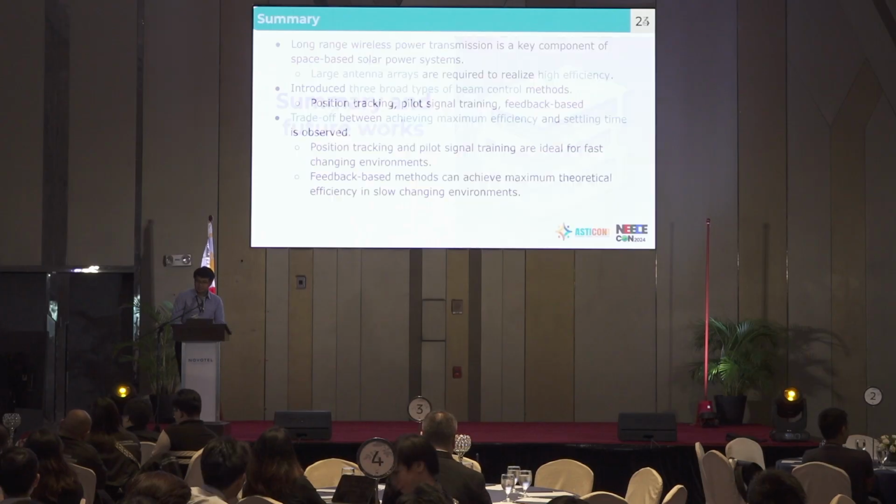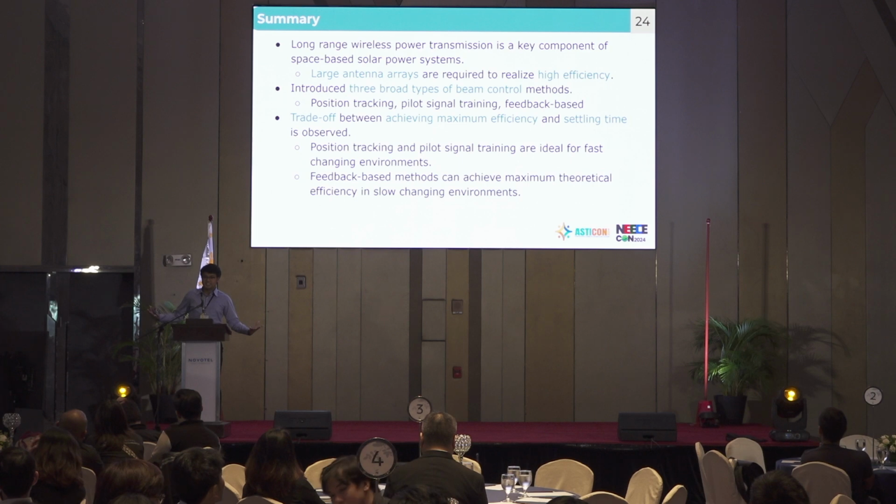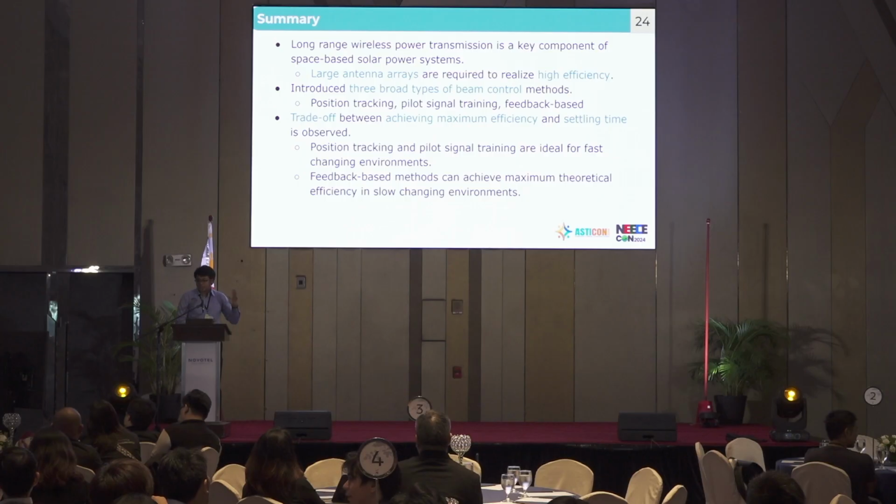To summarize this presentation: if you want to transmit over long range, you need a large antenna composed of small antenna elements, and you must be able to control them. We introduced three broad types of techniques to control the beam, and we observe a trade-off between achieving the maximum efficiency afforded by the channel and the settling time. The slower you are, the more you're able to achieve maximum efficiency.